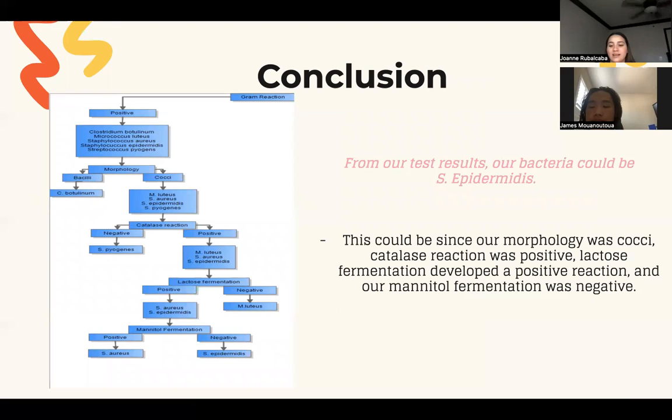This could be seen since our morphology was cocci shaped, or spherical shaped. Our catalase reaction was positive. Our lactose fermentation developed a positive reaction, and our mannitol fermentation, which was not included in this presentation, was negative.